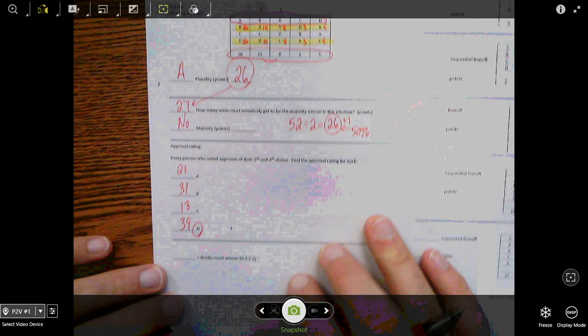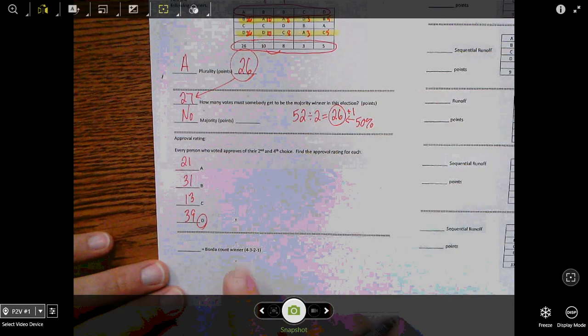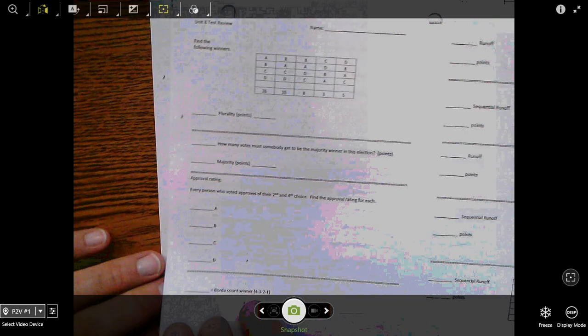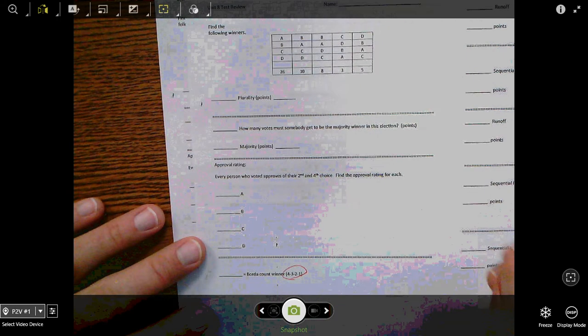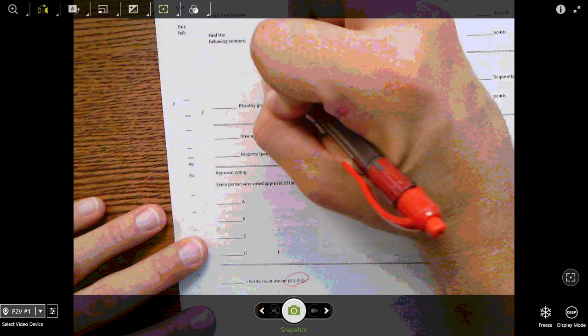Borda count, 4, 3, 2, 1. Now, because I wrote all over this thing, I'm going to get a new piece of paper here. So Borda count, the scale that I'm using is 4, 3, 2, 1. So 4, 3, 2, and 1.